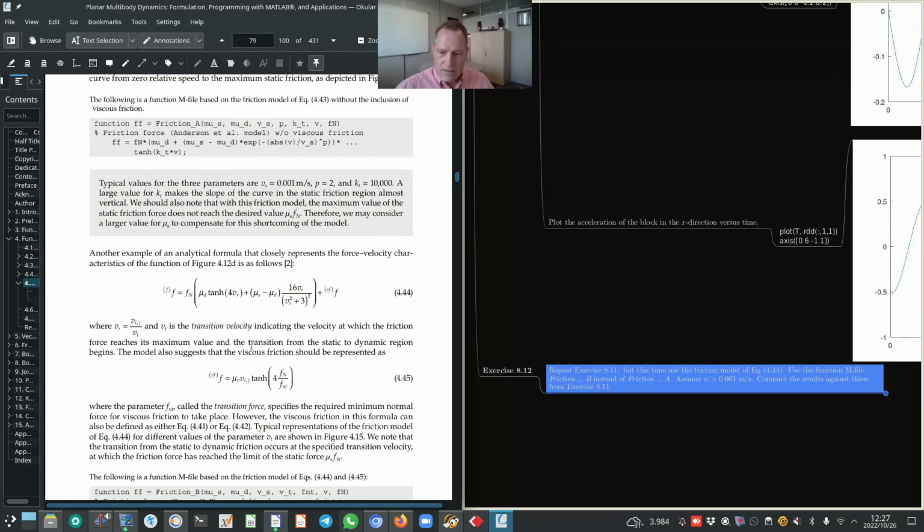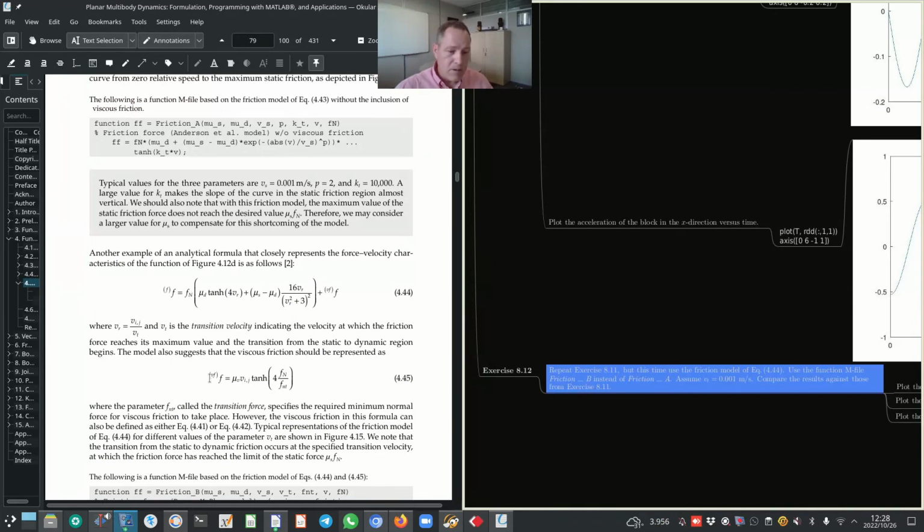Okay, so for Vt is suggesting 0.001 meters per second. The other important thing to note here is that in the implementation, and I'll show that in a minute, the viscous friction is included in the implementation in friction_B, which is the function that we will be using.